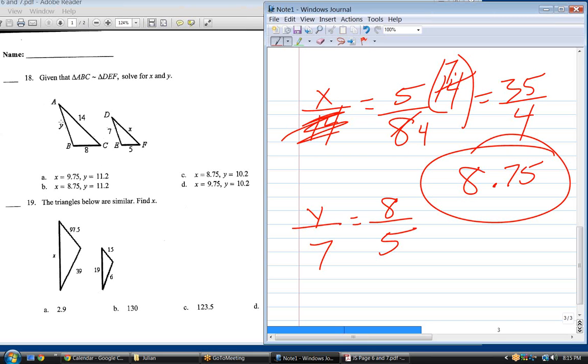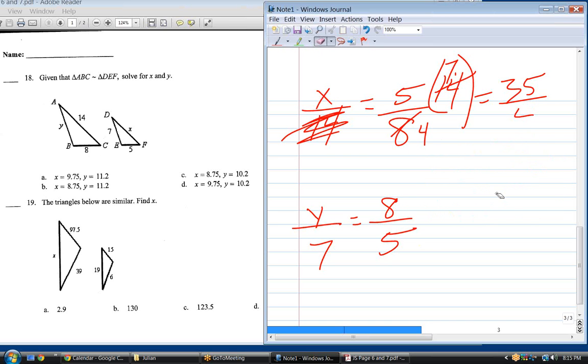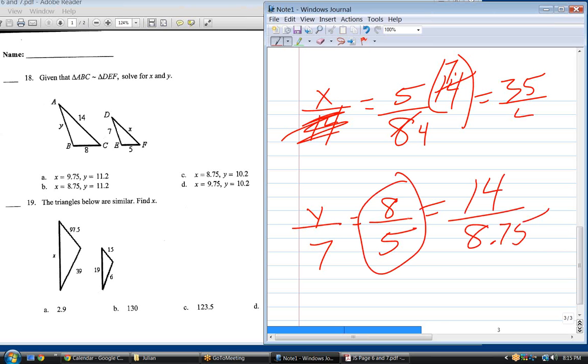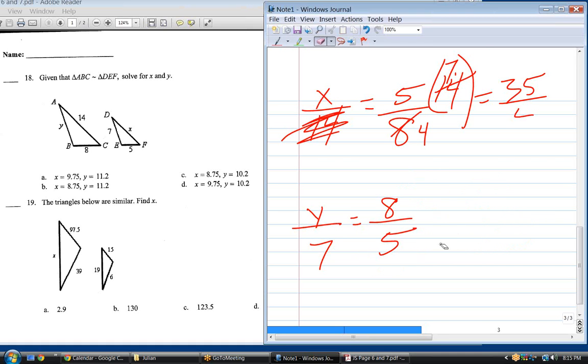So your y to 7 was going big to little. Well, here we have a big to little, and there's no decimals in that. That's just a fraction. What would you rather have to solve, that or 14 divided by 8.75? It's a lot easier to use that ratio. And there's nothing that says you can't use it twice.